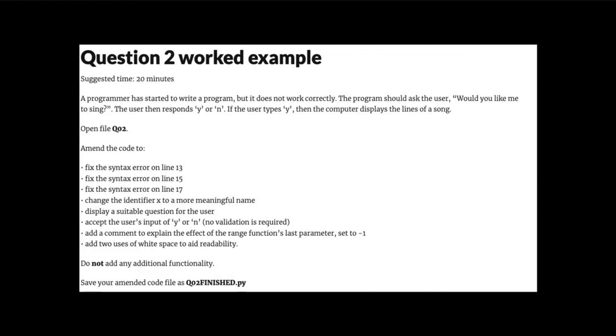Question 2 also gives you a short specification. In this question you're being asked to correct coding errors, create meaningful variable names, as well as making small edits and additions to the code to make it fully functional. You'll also get marks in this question for a comment if you look at the second bullet point from the end. And you also get marks for 2 uses of whitespace.